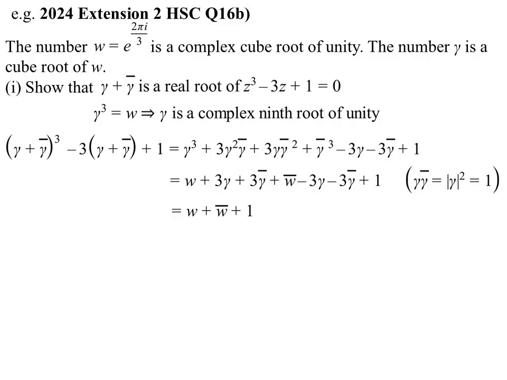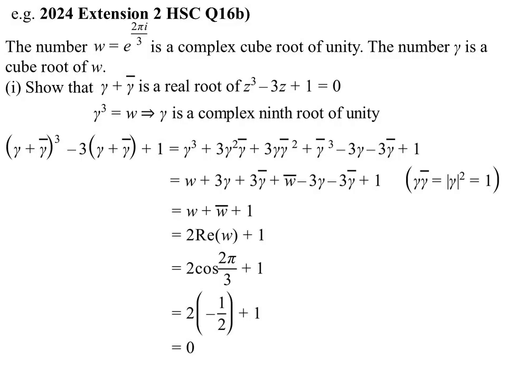But we have some information about that. Oh, I did it the sensible way this time. Twice the real part. So it'll be 2 times the cos of 2 pi on 3. We get 0. There's the solution.